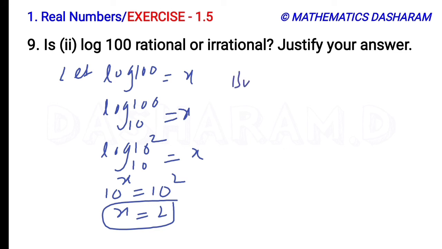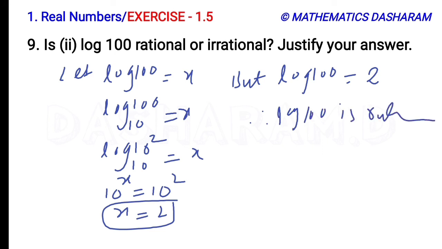But actually x equals what? Log 100. So then the log 100 value equals how much? 2. So 2 is a rational number. So then log 100 is also a rational number. So log 100 is a rational number because its answer is 2, and 2 is a rational number.